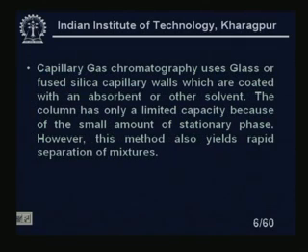Now, capillary gas chromatography uses glass or fused silica capillary walls, which are coated with an absorbent or other solvent, and the column has only limited capacity because of the small amount of stationary phase. However, this method also yields rapid separation of the mixtures, right.